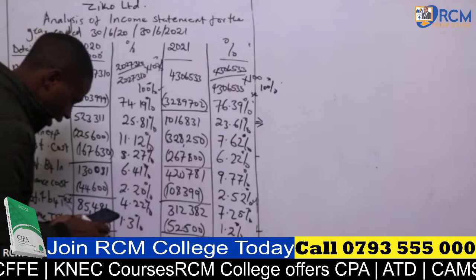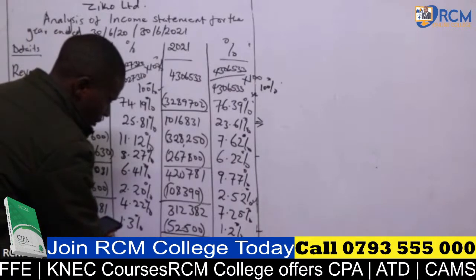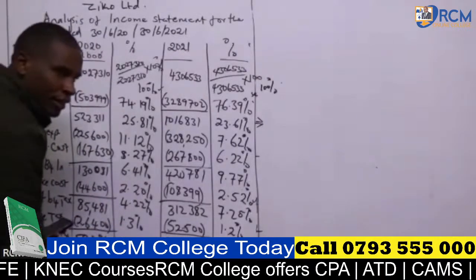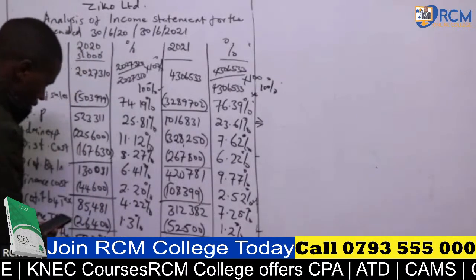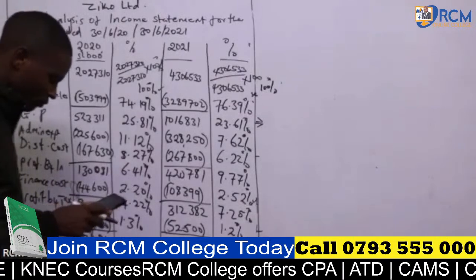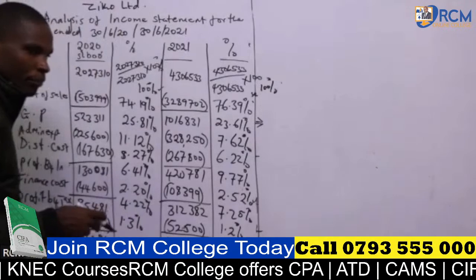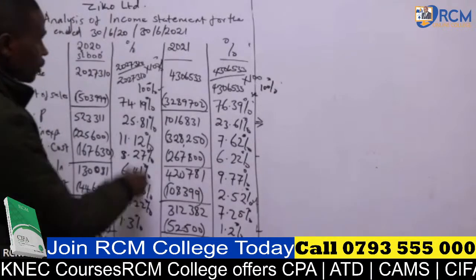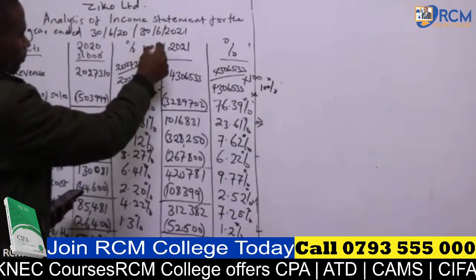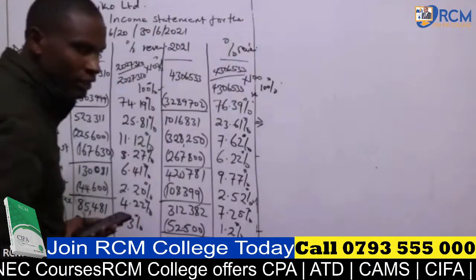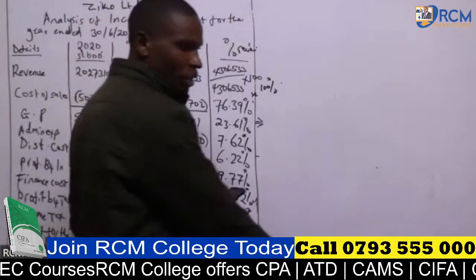59,081, 259,882. Haya, patia hii ya profit for the year, napata ngapi? Profit for the year, as a percentage of revenue. A percentage of revenue, profit for the year mnapata ngapi?